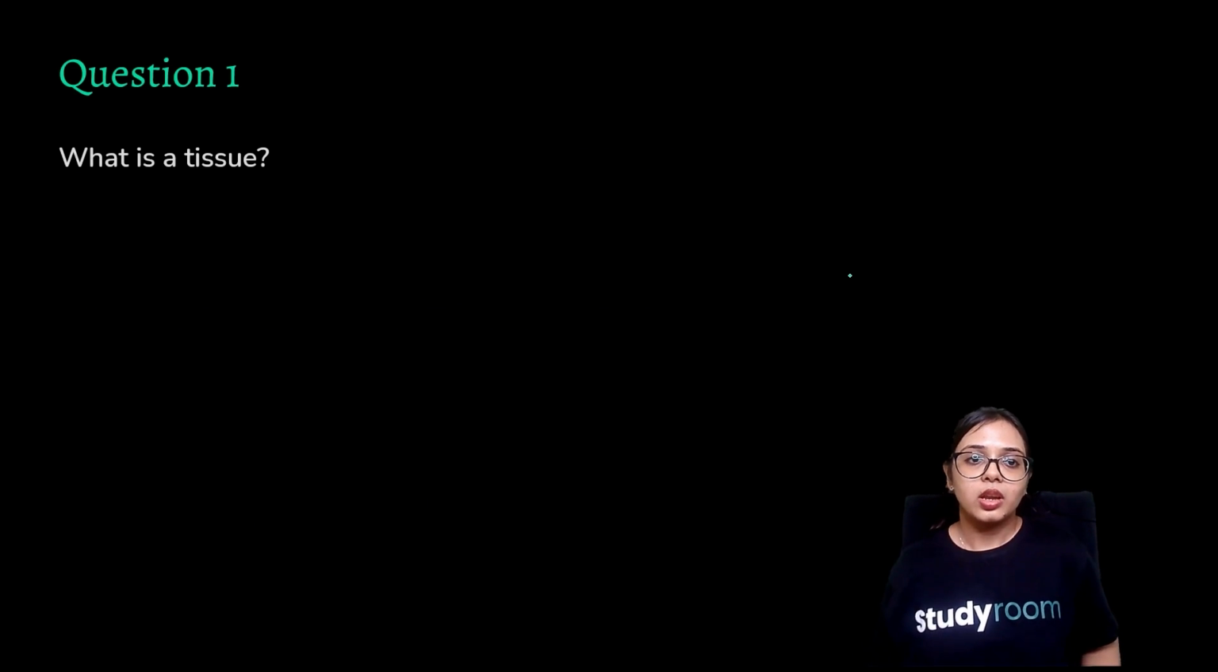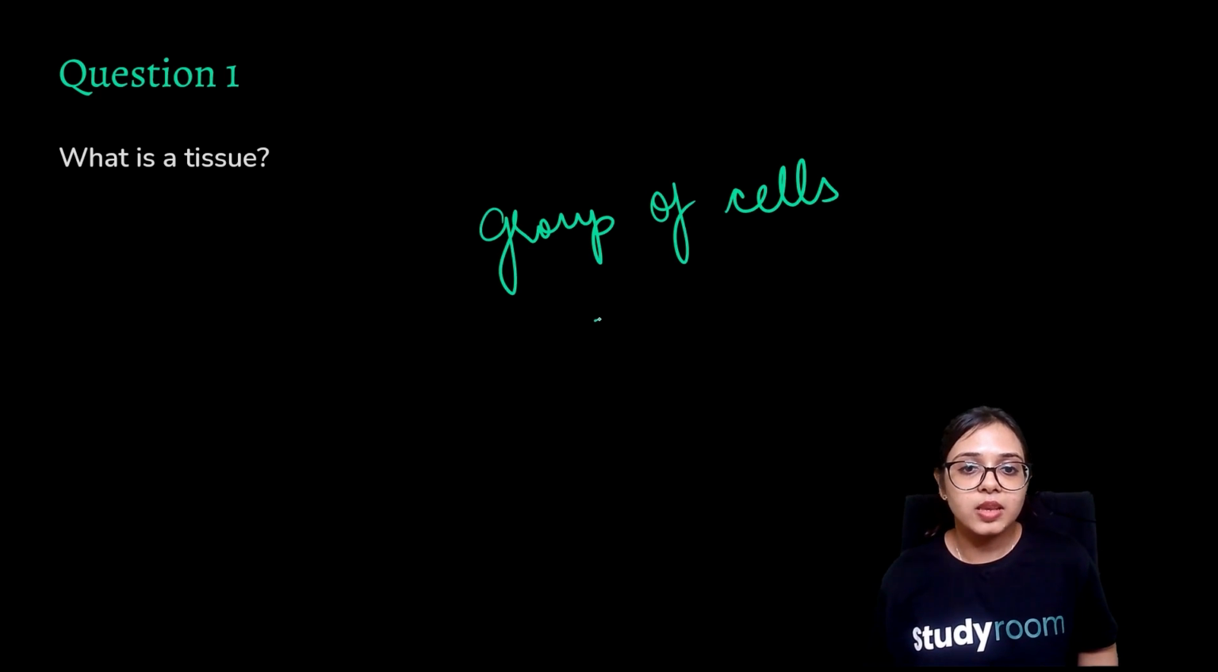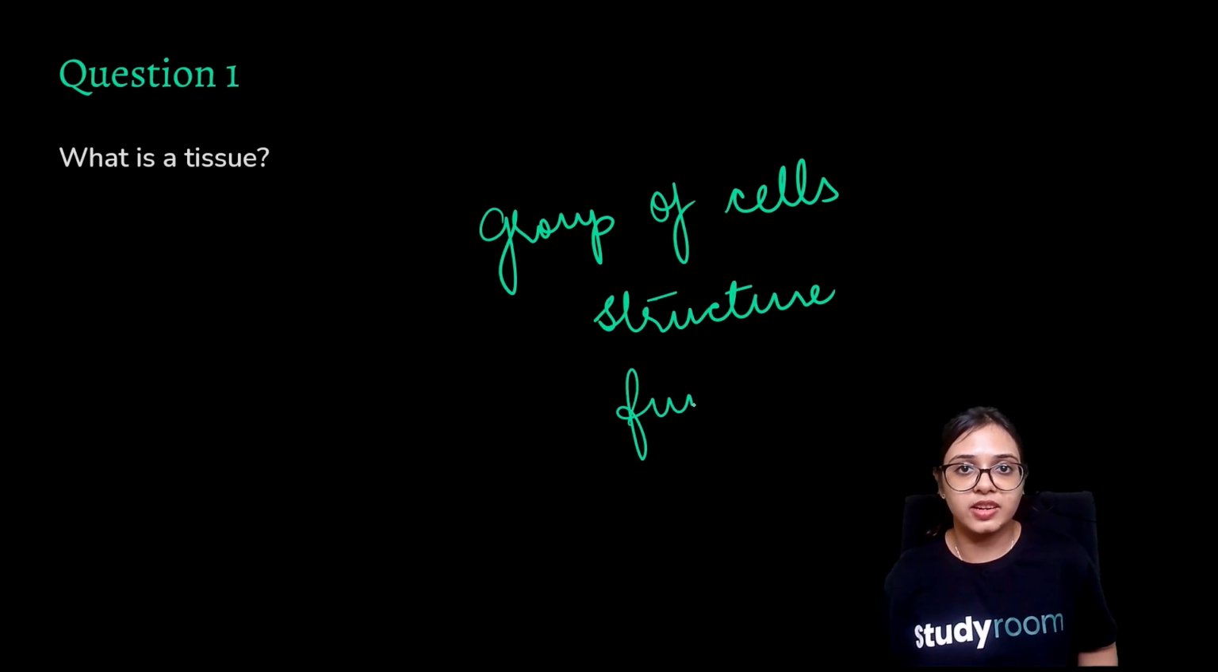What is a tissue? Now, I told you that tissue is a group of cells, a cluster of cells, that work together to perform a specific function. They are similar in structure and they are similar in function because they work together, their labors are divided to perform that specific task.